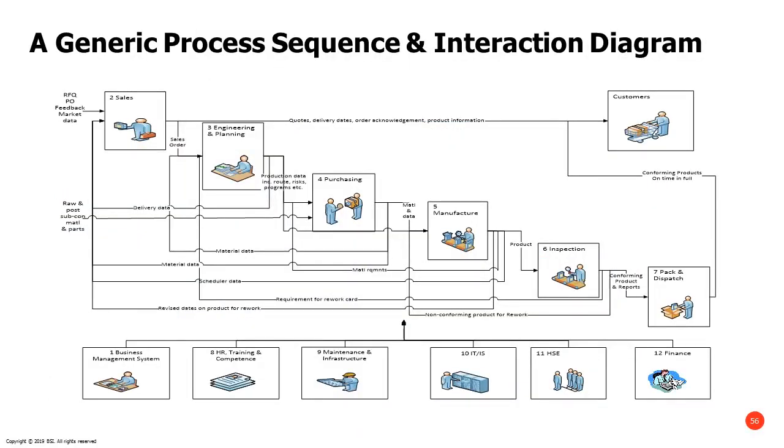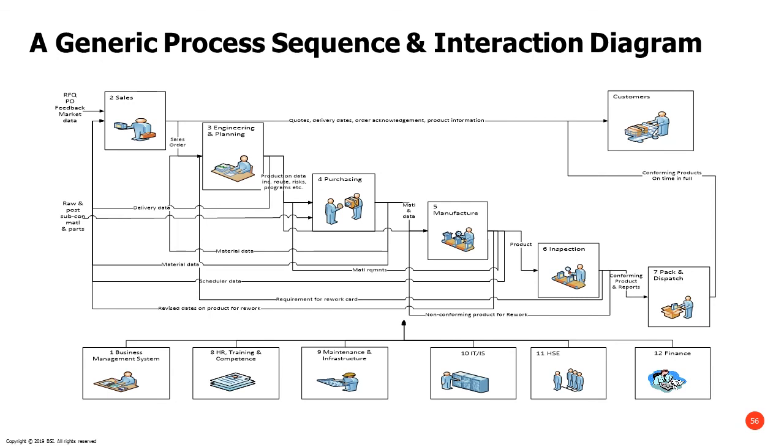So this is a kind of typical generic process sequence and interaction diagram. So if we look at the top left, you've got sales. You have the input, which is the RFQ, the purchase order, market data, that kind of thing. The outputs. So the output line that goes horizontally along the top, you've got quotes, delivery dates, order acknowledgement, product information going to the external customer. The other output is the sales order, which goes to the internal customer, the engineering and planning section process.